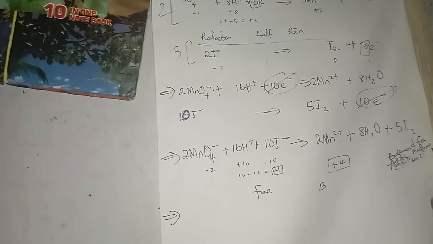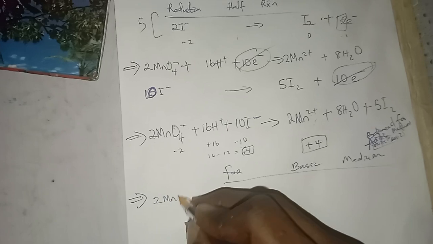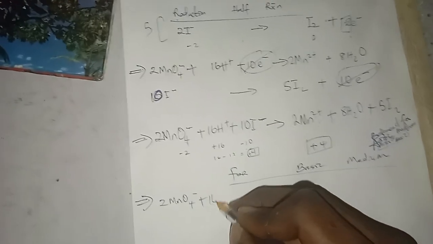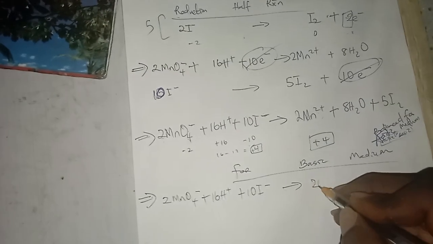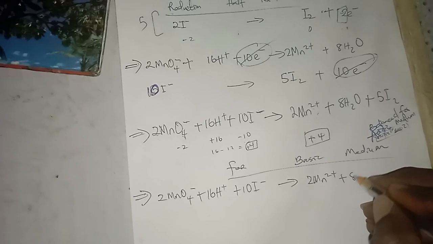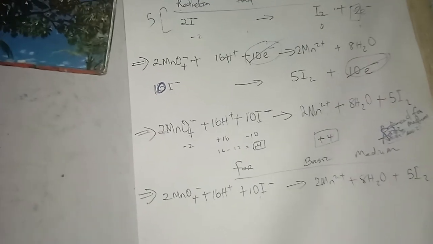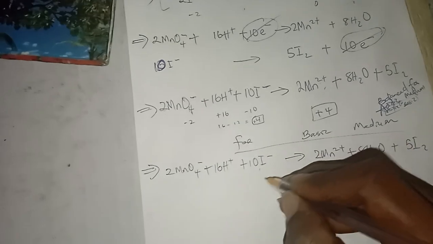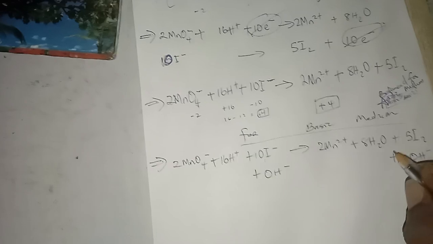So to balance it for basic medium now, what we just need to do is to carry the balanced equation we have here, which is 2MnO4 minus plus 16H plus 10 iodine to 2Mn2 plus 8H2O plus 5 iodine, or 10 iodine, 5 times 2, that's 10 iodine. Now when you do this, you say plus OH minus on both sides. Just add this to both sides.